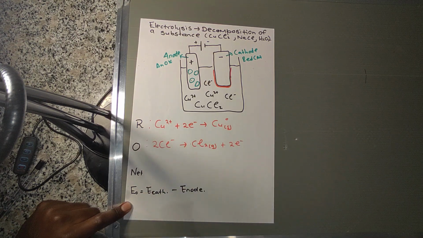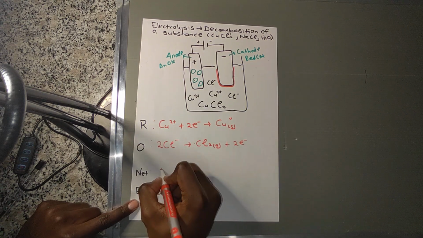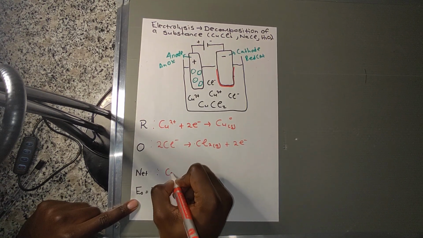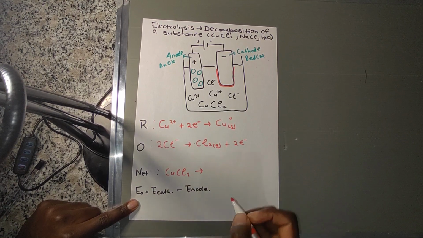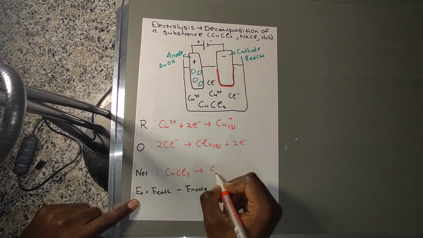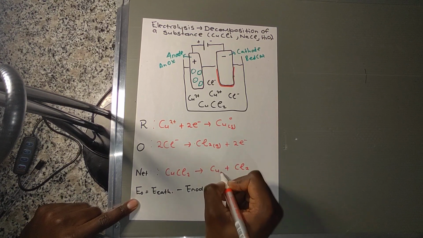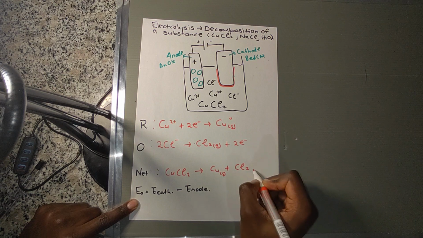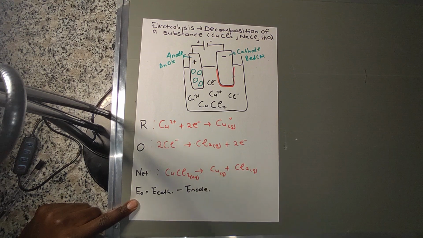So what is the net ionic equation here? The net ionic equation here is simply the decomposition. So what are we decomposing? We're decomposing CuCl2 to what? To Cu plus Cl2. Remember, this is a solid and this is a gas, and this was in an aqueous solution.